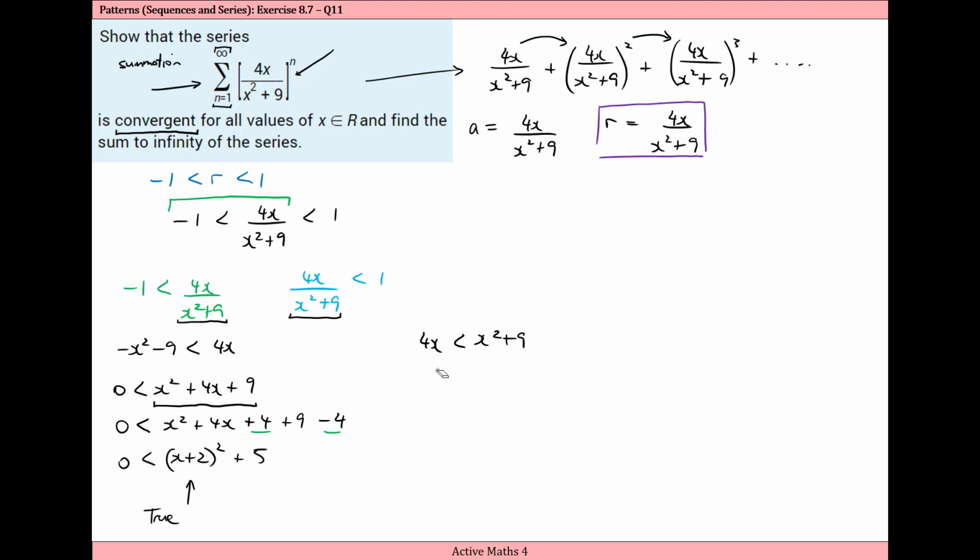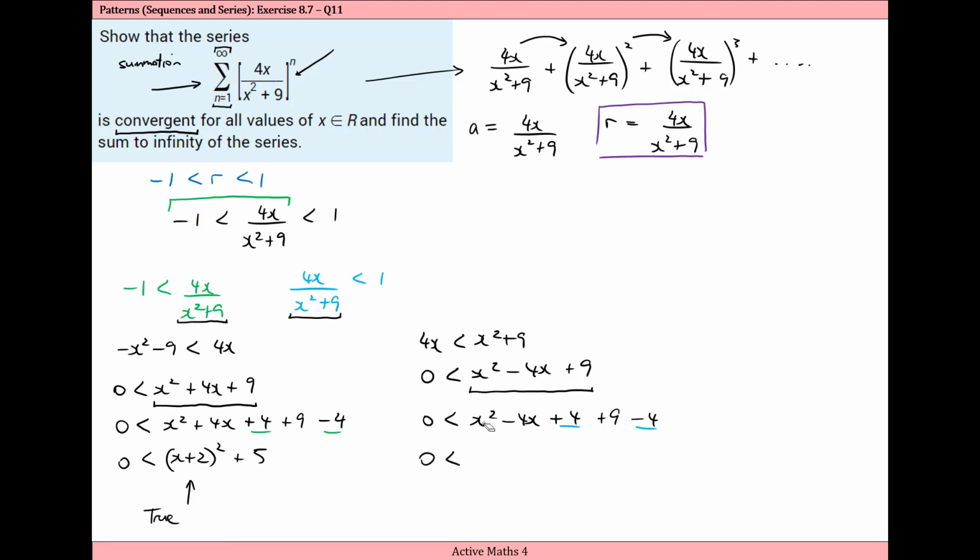I'm going to subtract 4x from both sides to give me 0 is less than x squared minus 4x plus 9. And again, I want to show that this is bigger than 0. And I can do that by completing the square. So I have 0 is less than x squared minus 4x, again, write down the first two terms, take the coefficient of the x, half it and square it, which means adding 4 and subtracting 4, and then the 9 is obviously still here. So we've only added and subtracted the same number in this question, so we haven't actually changed the inequality.